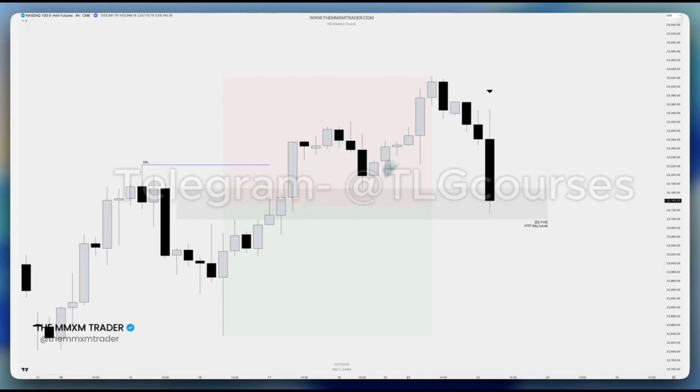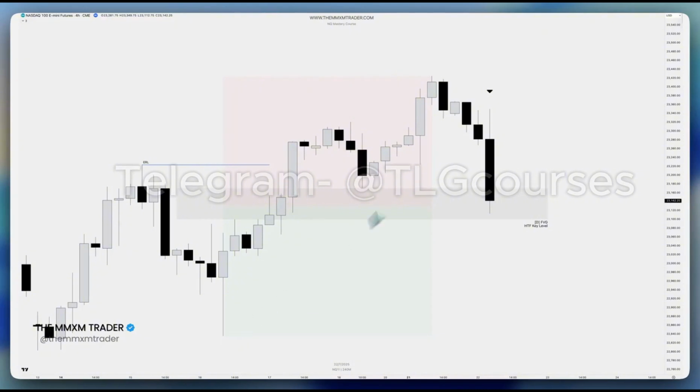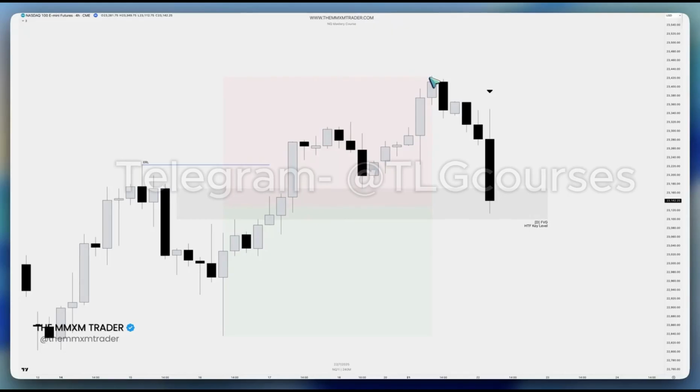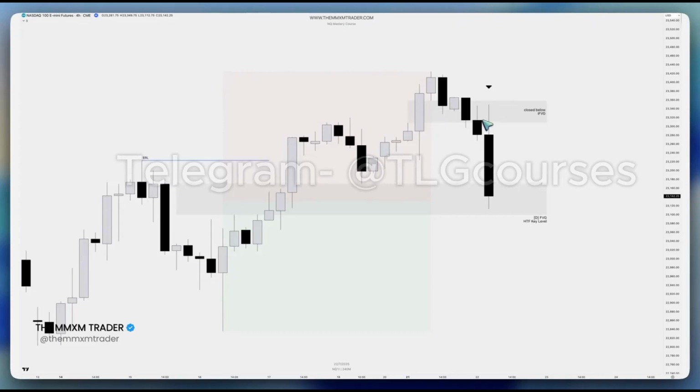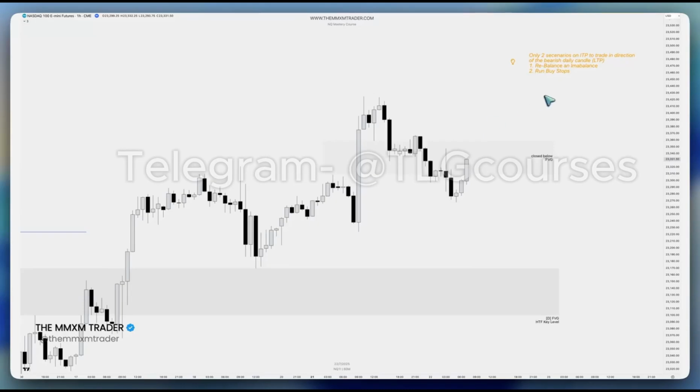Relative to premium and discount on the ITP time frame, this is a bullish discount low and a premium high on the 4-hour dealing range. We then close below this, confirming it as an IFVG. And this is the equity open candle. So now we've closed below that IFVG.